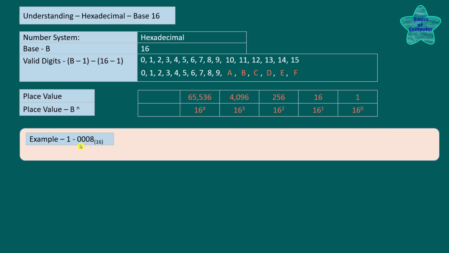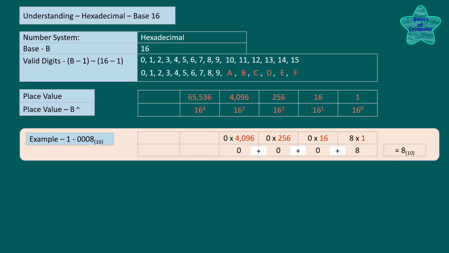Let's take our first example. 0008 to the base 16. Notice it is base 16. So first digit is 8. Place value is 1. Next is 0. Place value this time is 16. Notice we are this time converting a hexadecimal number to a corresponding decimal number. So take 8 into place value 1, 0 into place value 16, 0 into 256, 0 into 4096, nothing in front. If we solve this, 8 ones are 8, 16 zeros are 0, plus 0, plus 0. So if we solve this, 0008 to the base 16 is 8 to the base 10. Simple. It is almost same.